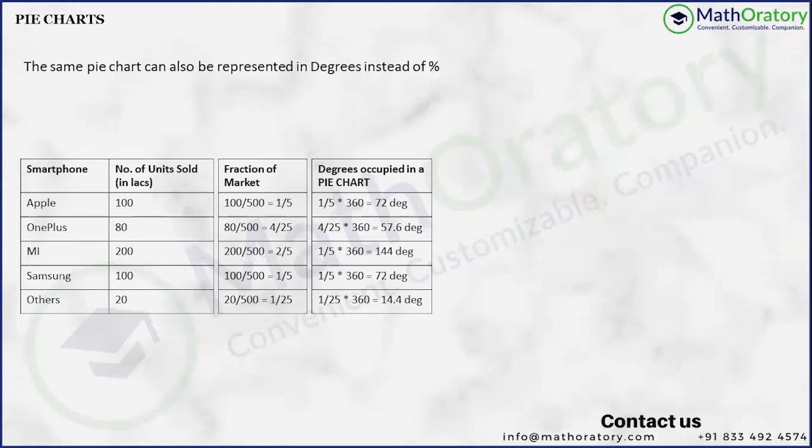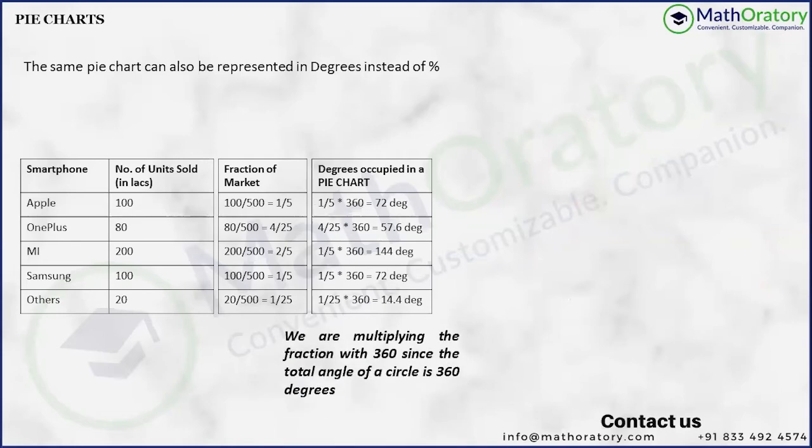So why do we multiply with 360? Because the entire angle of a circle, so a pie chart is nothing but a circle which is subdivided into various sectors. So the overall angle for the circle is 360 degrees. So basically I'm multiplying this fraction with 360 to figure out the degree which that particular company will have in the pie chart, right? So Apple is 1/5 of the market, so 1/5 of 360 degrees is 72 degrees. So when I have to construct the pie chart, a sector equivalent to 72 degrees at the center is what the pie chart for Apple would look like, right?